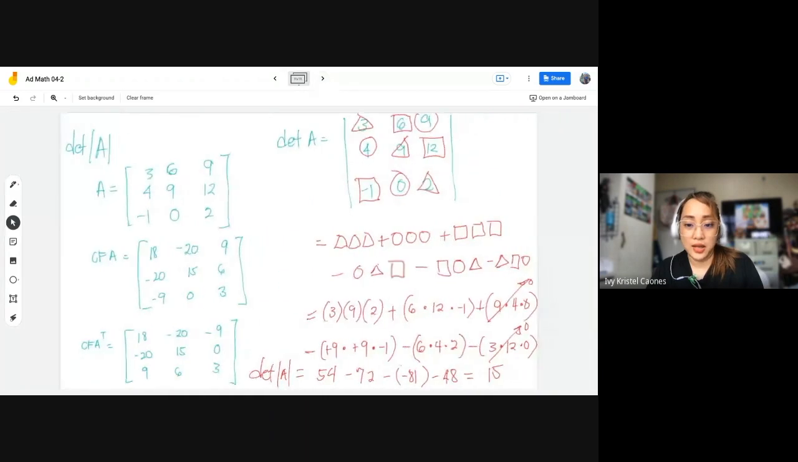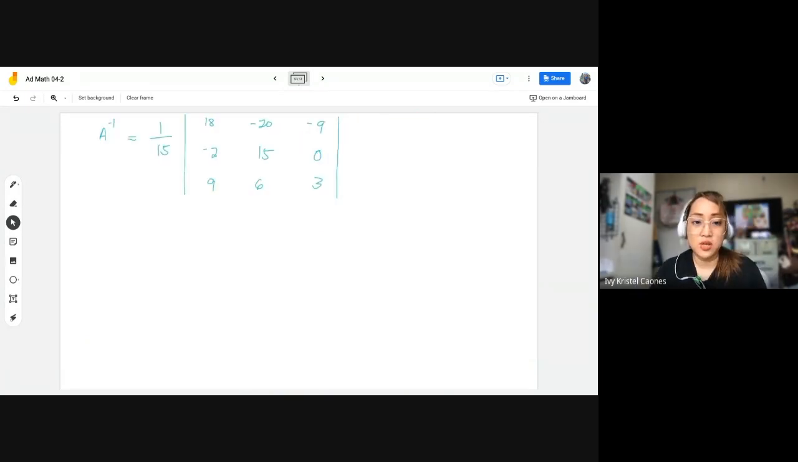Then we have already gotten the determinant, which is 15. Then, what is the inverse of A? The inverse of A will now be 18 over 15, negative 20 over 15, and so on and so forth. So that is the inverse. Any questions?